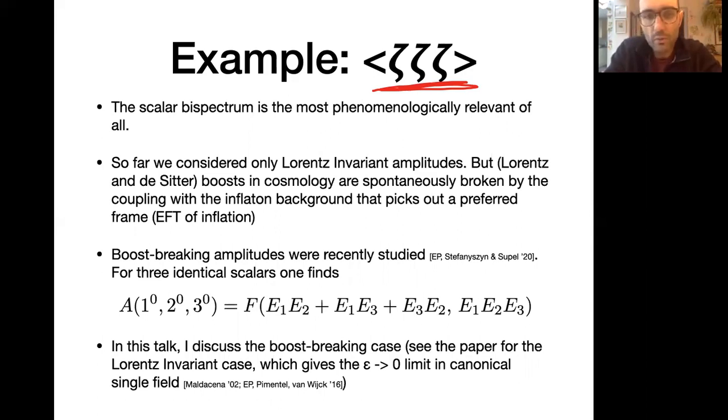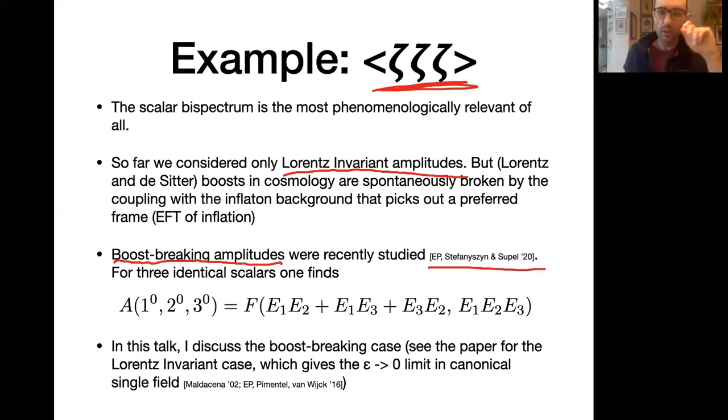So far, we always considered Lorentz invariant amplitudes. But actually, since we said that boosts are non-linearly realized, you can also consider amplitudes that are not linearly invariant under boosts, or if you want, boost breaking amplitudes. And those amplitudes were recently classified and discussed in a paper. And so we know what they look like. For scalars, these amplitudes are very simple. They're just an arbitrary function of the energies, which are invariant under rotations and translations.